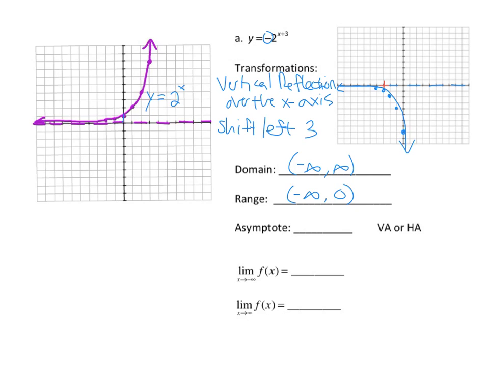The asymptote is still horizontal, and the equation of a horizontal asymptote is y equals some number, in this case 0. The limit as x approaches negative infinity, as we head towards negative infinity on the x-axis, the graph is approaching 0. And as we head towards positive infinity, the graph is going down, so negative infinity.